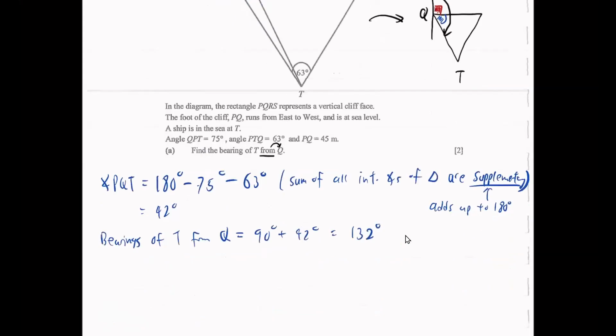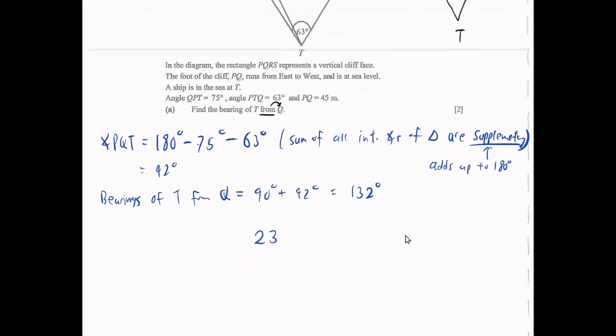Take note, for the bearings, if you've got two digits, like for example, 23 degrees, this is wrong. You have to say 0, 2, 3. Must have 3 digits. Right? Yeah, I remember. Okay, good. Just must have 3 digits. Okay, that's for part A.